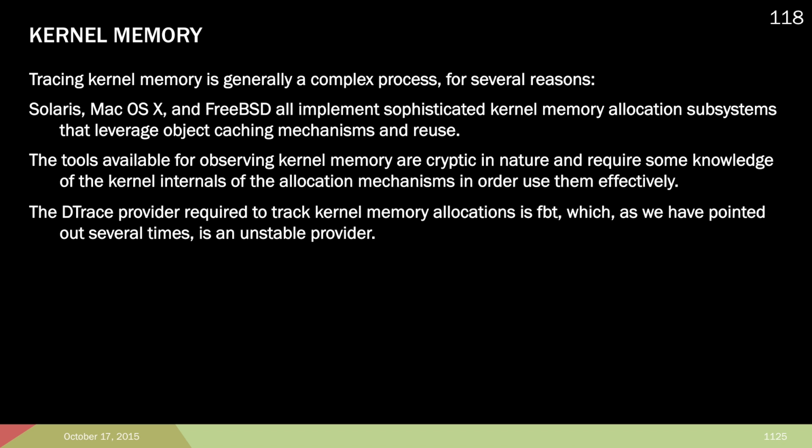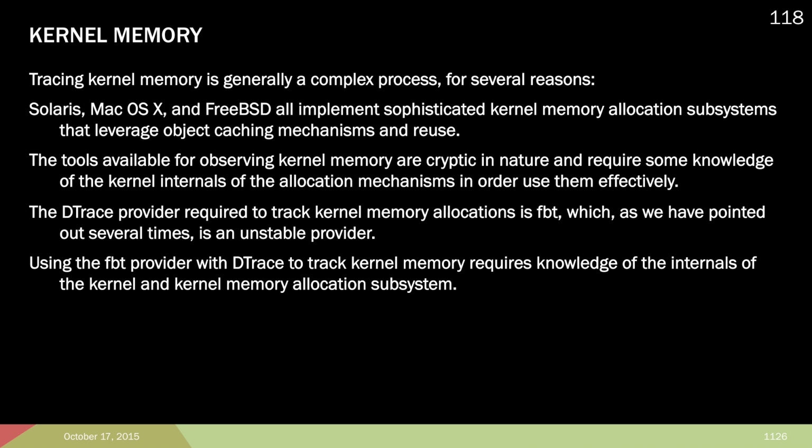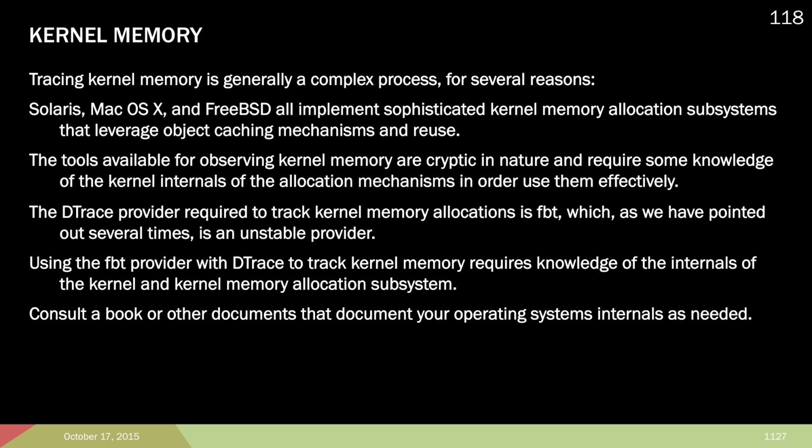The DTrace provider required to track kernel memory allocations is FBT, which, as we have pointed out several times, is an unstable provider. Using the FBT provider with DTrace to track kernel memory requires knowledge of the internals of the kernel and kernel memory allocation subsystem. Consult a book or other documents that document your operating system's internals as needed.